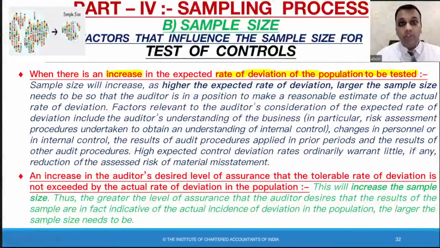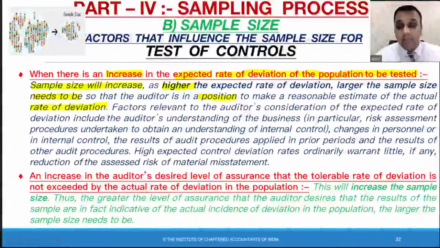Again, conservative approach, sample size will increase. The higher the expected rate of deviation, the larger the sample size needs to be, so that the auditor is in a position to make a reasonable estimate of the actual rate of deviation. The auditor will check more and more, so that he can actually get to know what is the actual rate of deviation.